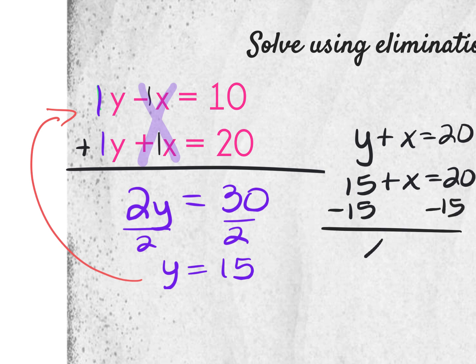And I find out that x equals 5. So the solution, or the point of intersection of these two equations, is the ordered pair (5, 15). One thing to do if you're ever doing this and you want to check your answer, you can always plug in the ordered pair you found into the two original equations.